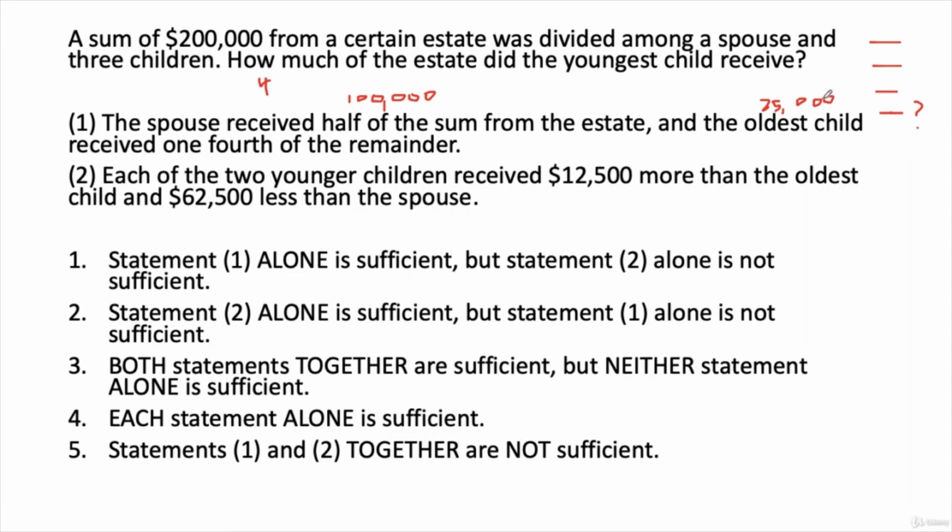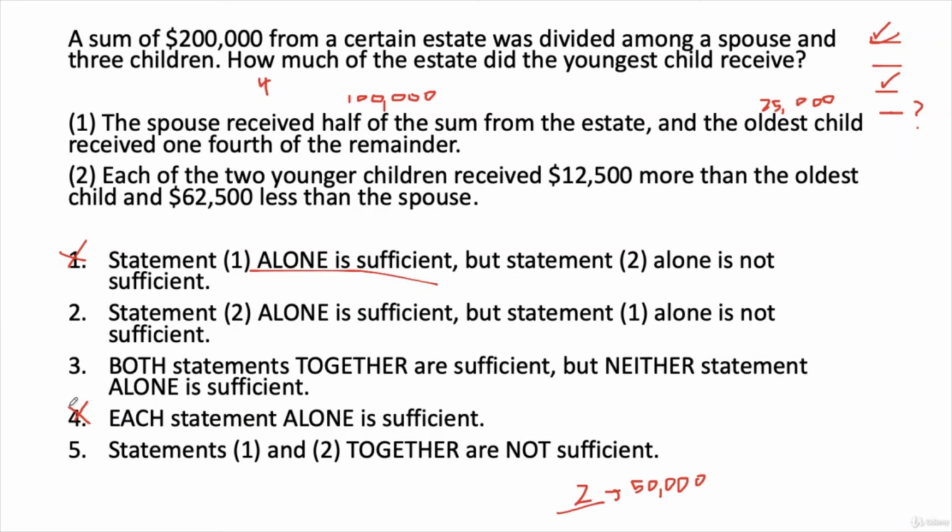But does this give us the amount that the youngest child received? I don't think so, because we have 2 children and $50,000 needs to be divided among these 2 children, and there is no mention of how the money is divided among these 2. Hence, statement 1 alone can't answer this question. Since statement 1 alone is not sufficient, option number 4 gets cut out as well.